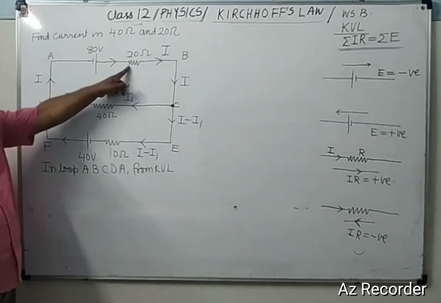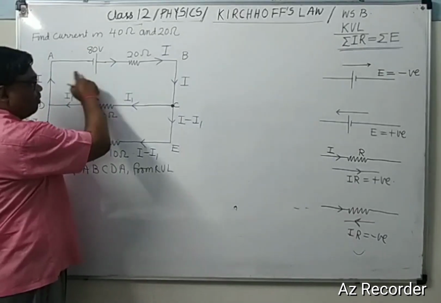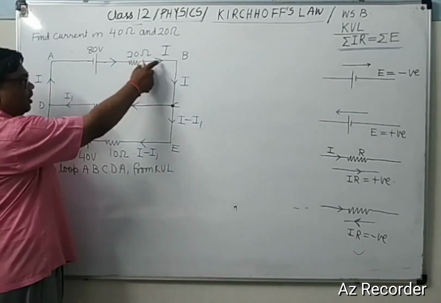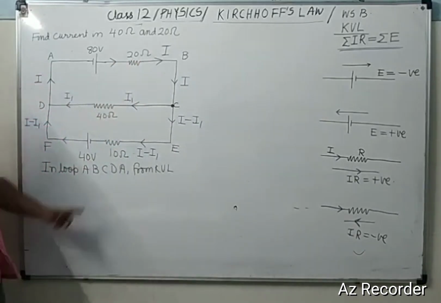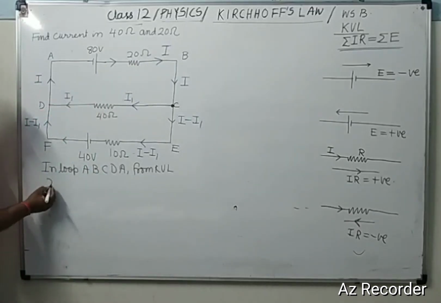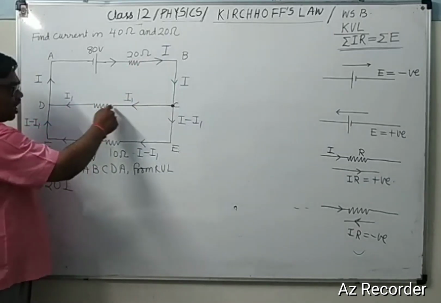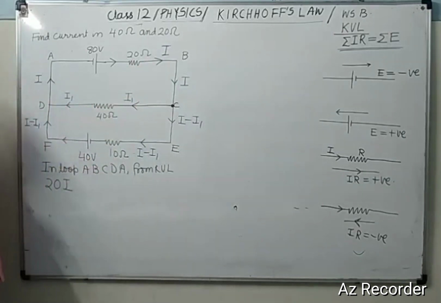You will get IR here as well as here. When you go in this way, you are traveling in the direction of current, so I into R will be positive. What is I here? I is I, R is 20, so with the positive sign it is 20I. Then when you go through this part, you also go in the same direction, in the direction of current. Therefore, what will be IR?